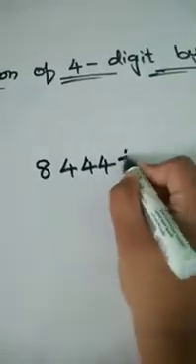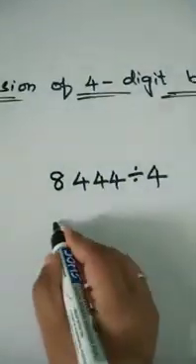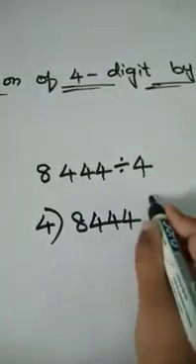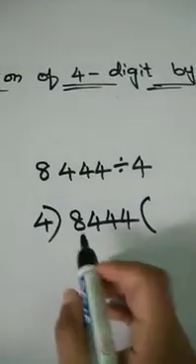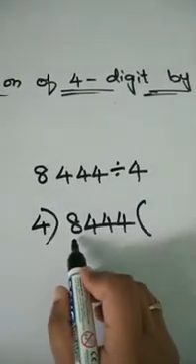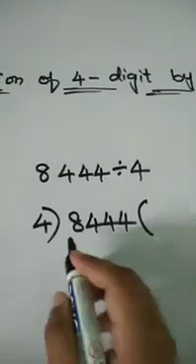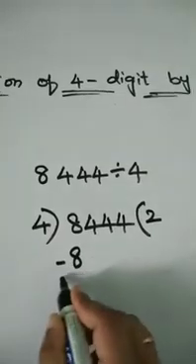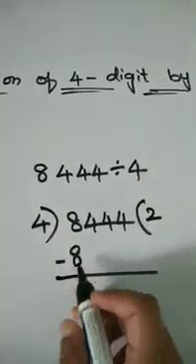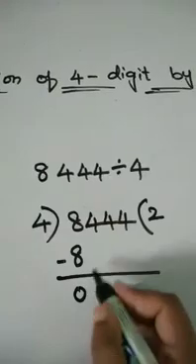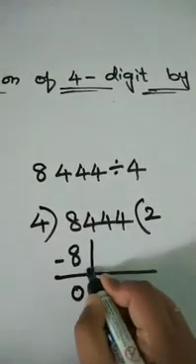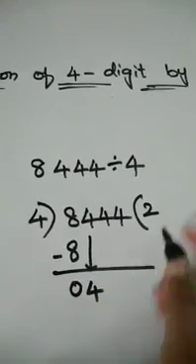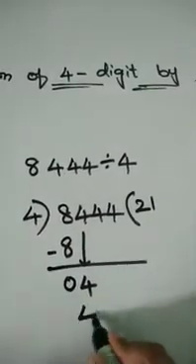8444 divided by 4. Your first digit is 8, and we always start from here. We check in the 4 table, 8 will come. Yes, 4 twos are 8. Here we do the subtraction: 8 minus 8 is 0. We bring the next number down, that is 4. Now we check in the 4 table, 4 will come. Yes, 4 ones are 4.